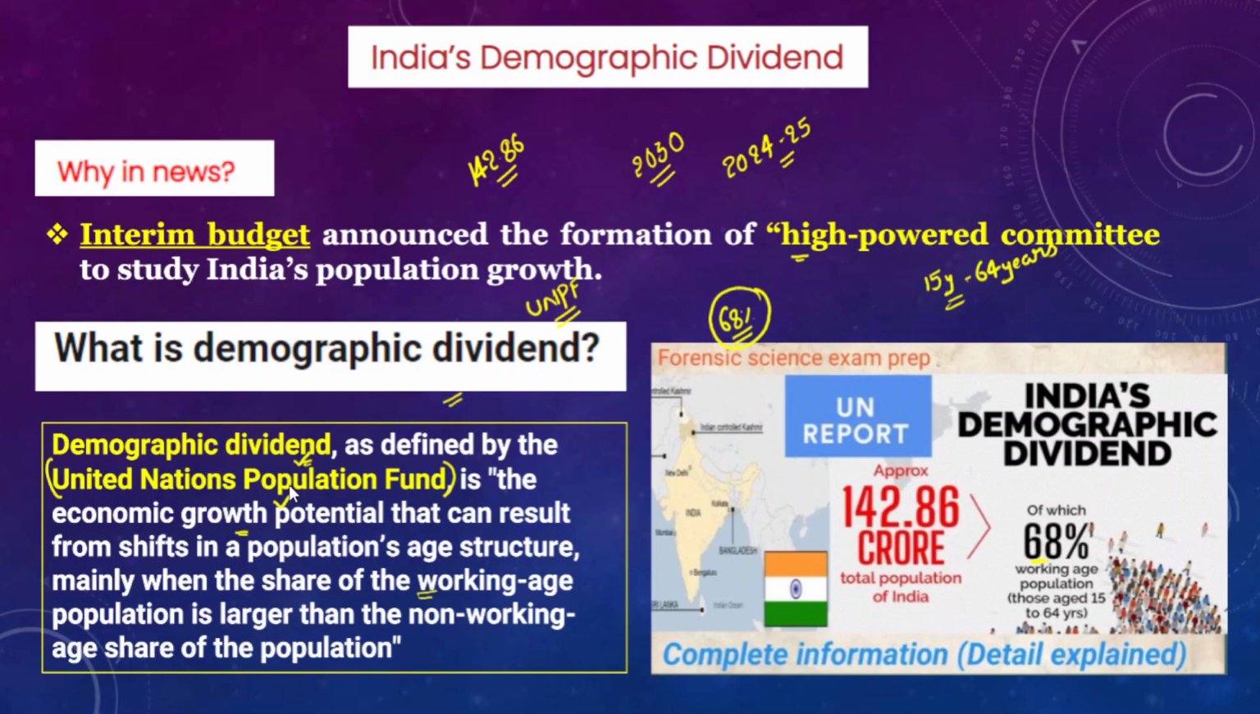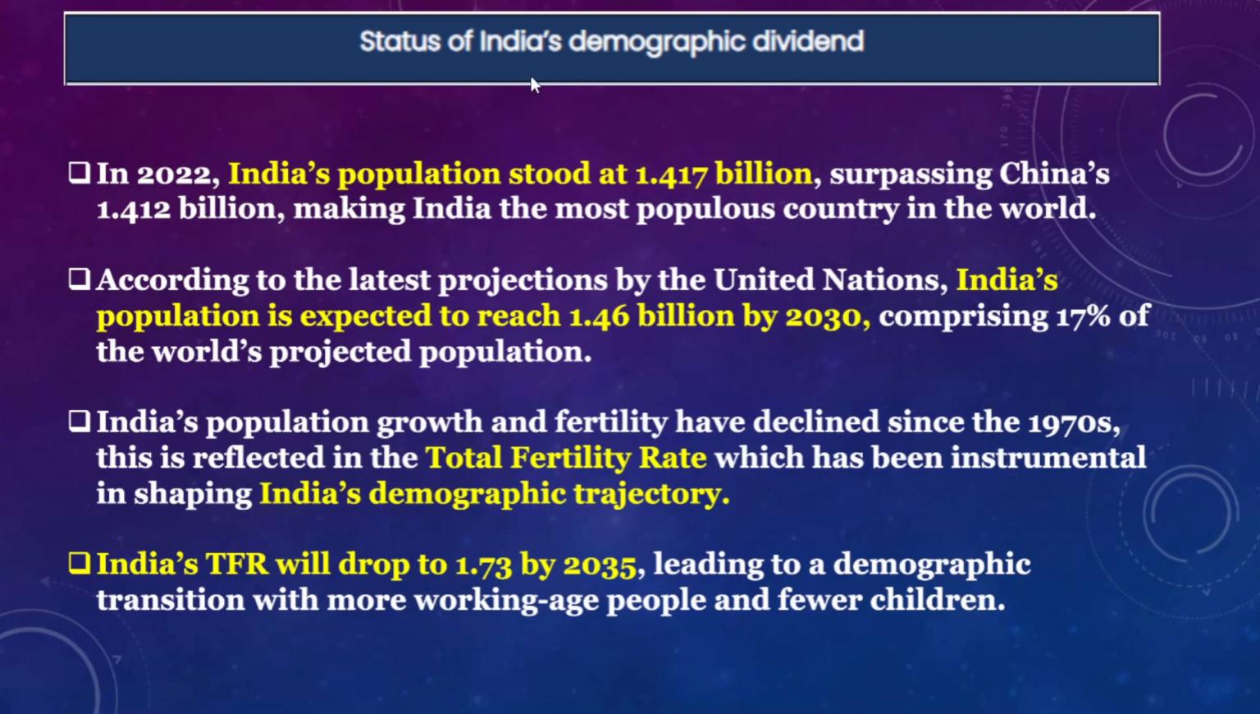Okay, so after that, we need to talk about the status of India's demographic dividend as of now. As I have already told you, India's population now is around 142 crore, surpassing China as the world's largest populous country in the middle of 2023 itself. In the year 2022, India's population stood at 1.417 billion. So India has surpassed China with a population of 1.412 billion. This is China's population, and now India is the world's most populous country.